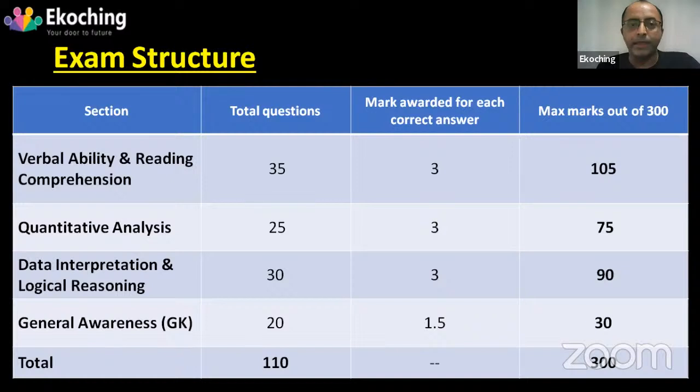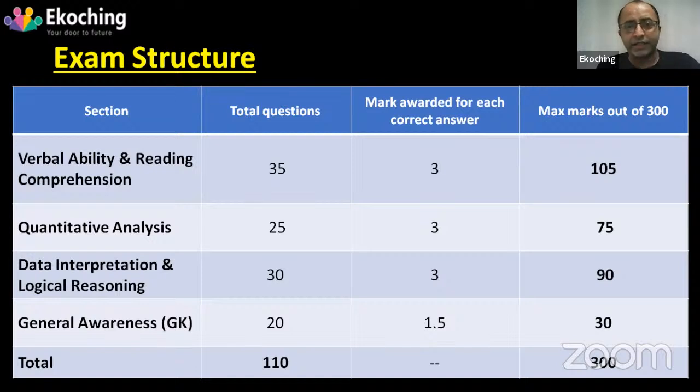तो इनका जो नेगेटिव मार्किंग भी होगा जनरल अवेयरनेस का, that will be -0.5, right? So total will be 30 marks for general awareness. So overall IIFT को देखा जाए तो 110 questions आएंगे with 300 marks. So this is a normal pattern of exam structure for IIFT.